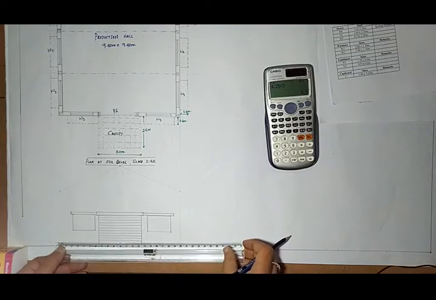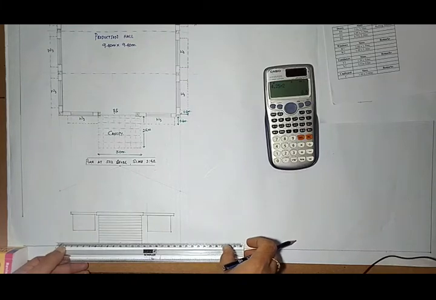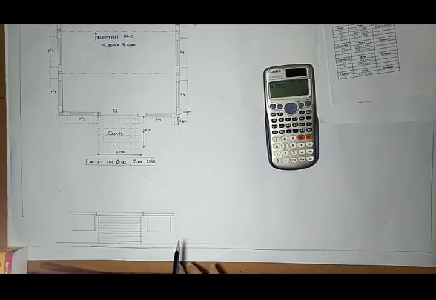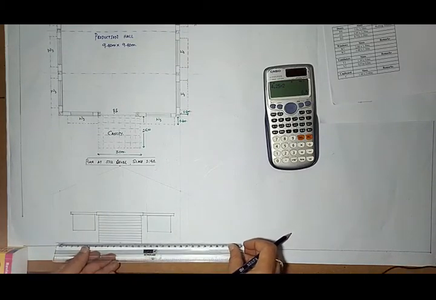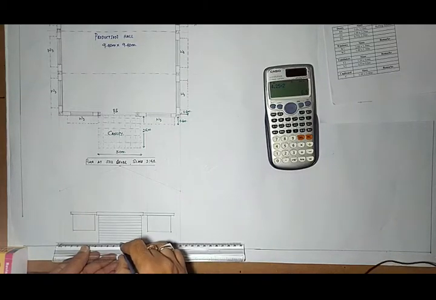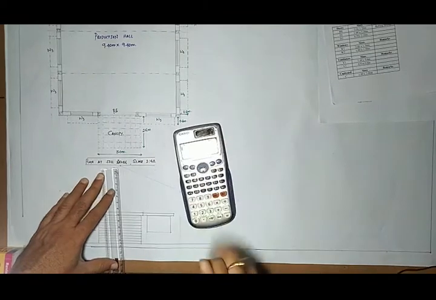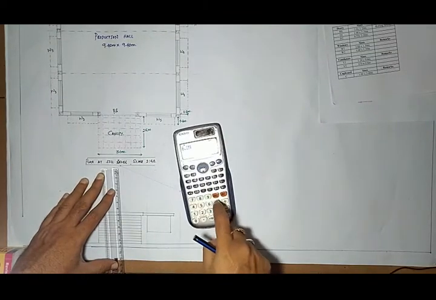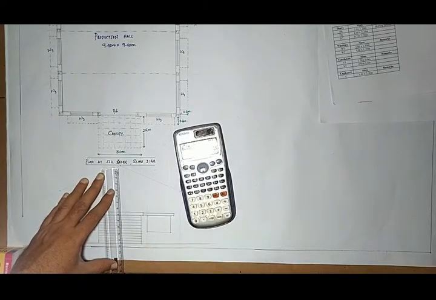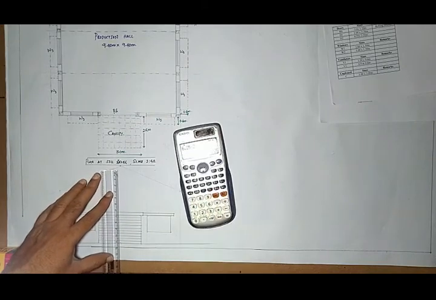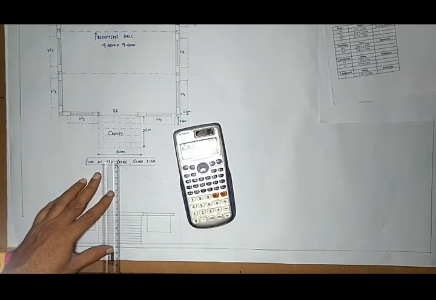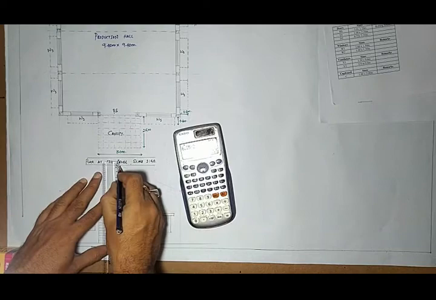You just measure this. It will be 20 centimeter now. So mark the midpoint, which will be 10 centimeters. Mark this point, and from this end you have to mark 6.25 meter into 2. To the scale of 1:50, it measures 12.5. So you mark here. This will be the ridge point.